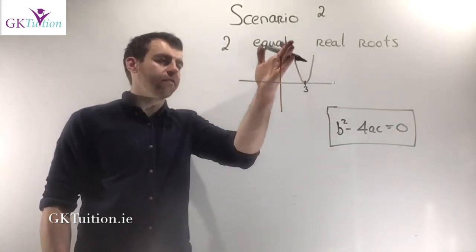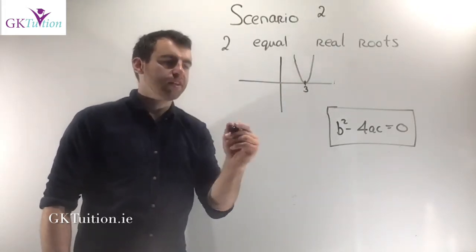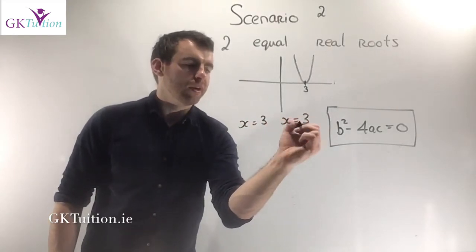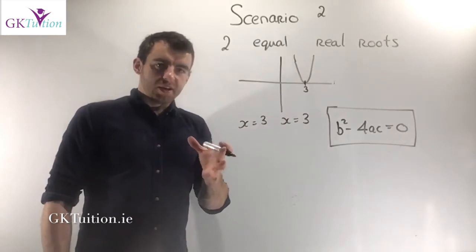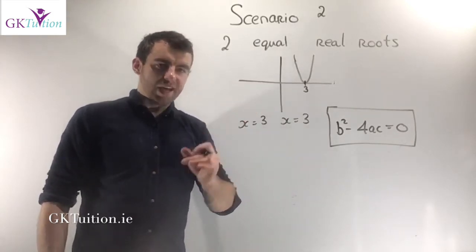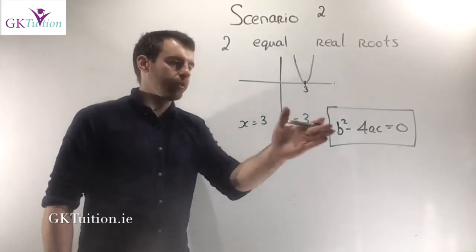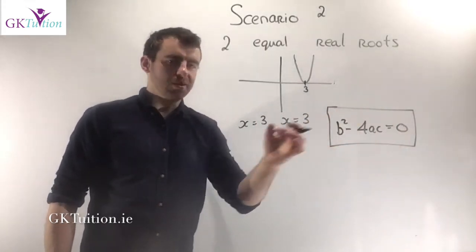If this was a quadratic that crosses at x equals 3, or in other words that turns at x equals 3, both of the roots are x equals 3, so I'd have to write it as x equals 3 and x equals 3. If you take a quadratic equation that turns on the x-axis, or in other words that has two equal real roots, then the discriminant will be equal to 0. b squared minus 4ac will be equal to 0.